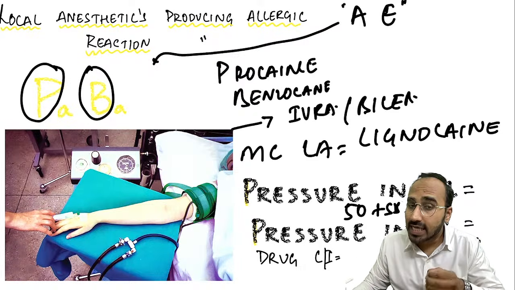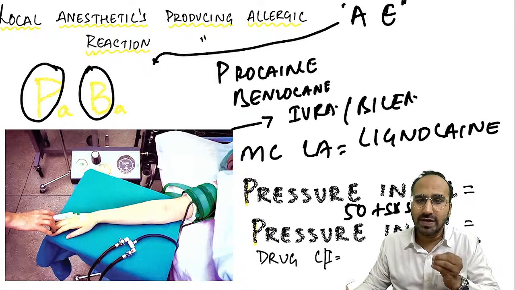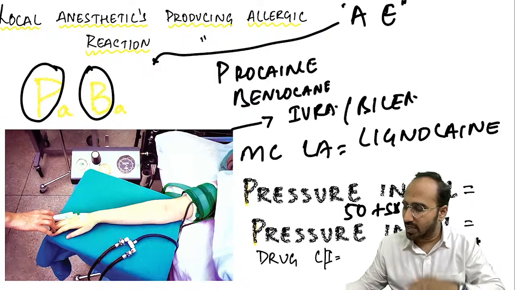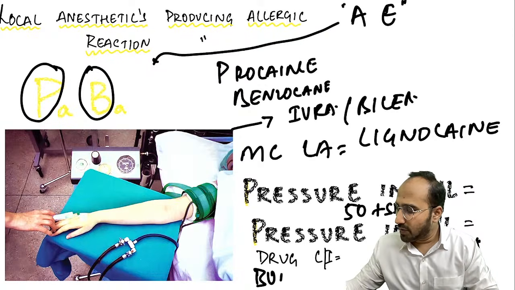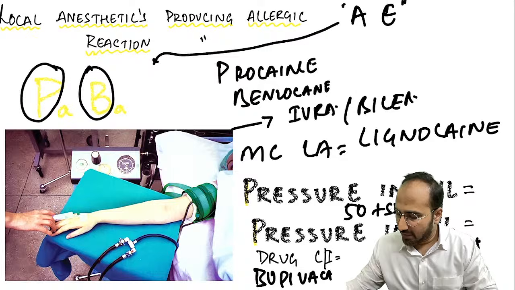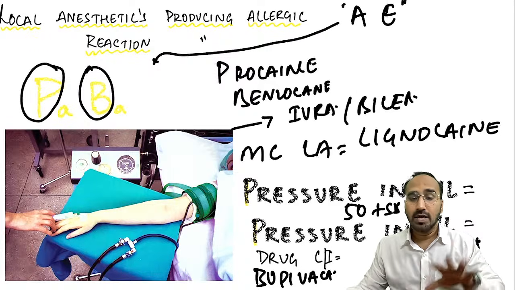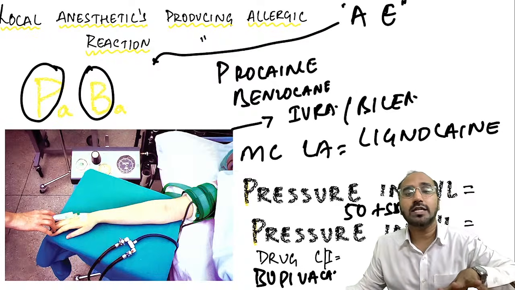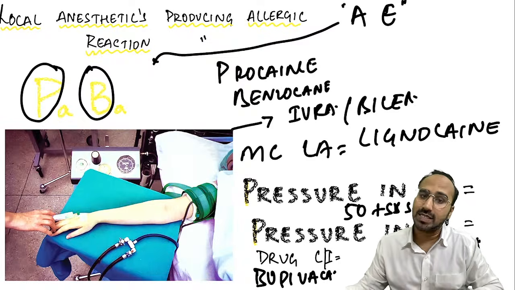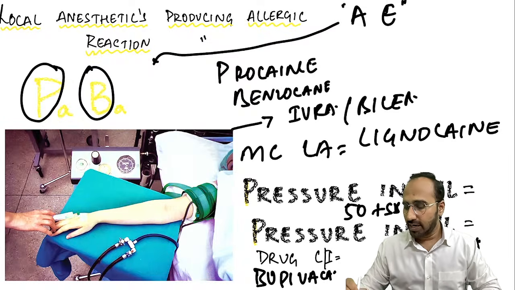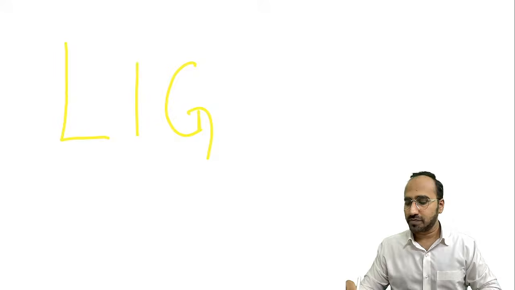What is the drug that can never be given in IVRA? Always remember, the cardiotoxic drug should never be given. What is the cardiotoxic drug? Bupivacaine is contraindicated in IVRA. Okay, guys, remember, if you give bupivacaine in a toxic dose and all, then there will be chances of toxicity. That is again treated with some other medicine. We'll come to it later.